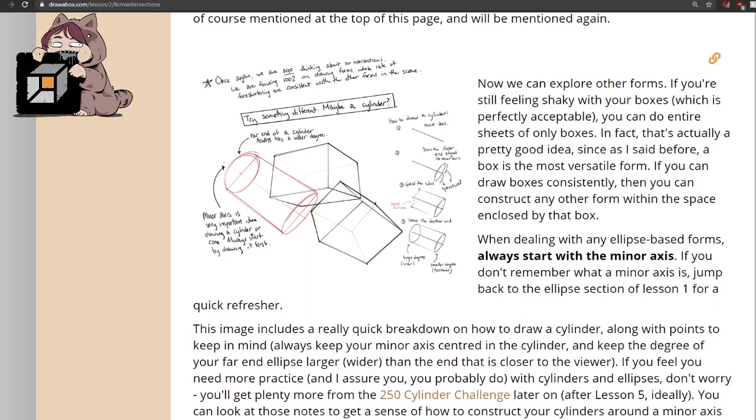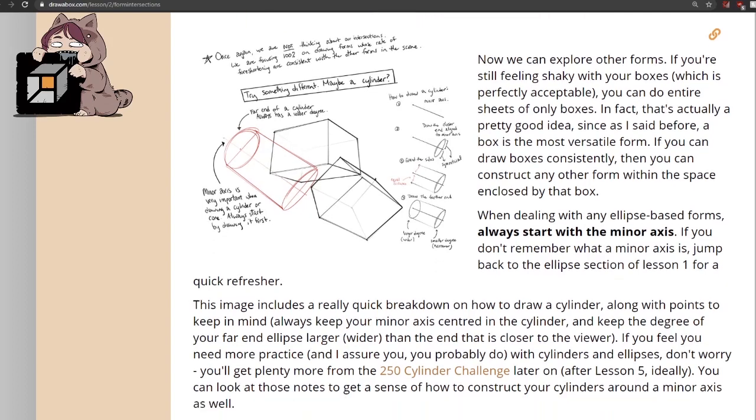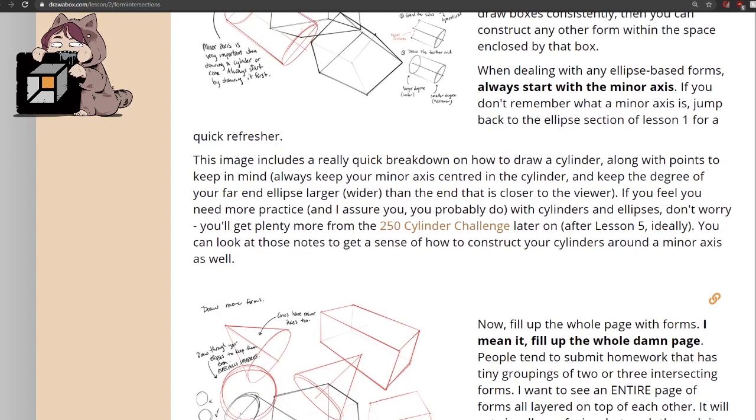When dealing with any ellipse-based forms, always start with the minor axis. If you don't remember what a minor axis is, jump back to the ellipses section of lesson 1 for a quick refresher. This image includes a really quick breakdown on how to draw a cylinder along with points to keep in mind. Always keep your minor axis centered in the cylinder and keep the degree of your far end ellipse larger, wider, than the end that is closer to the viewer.